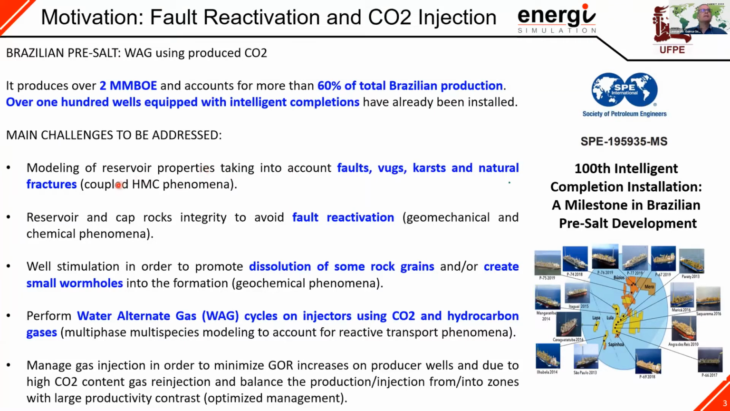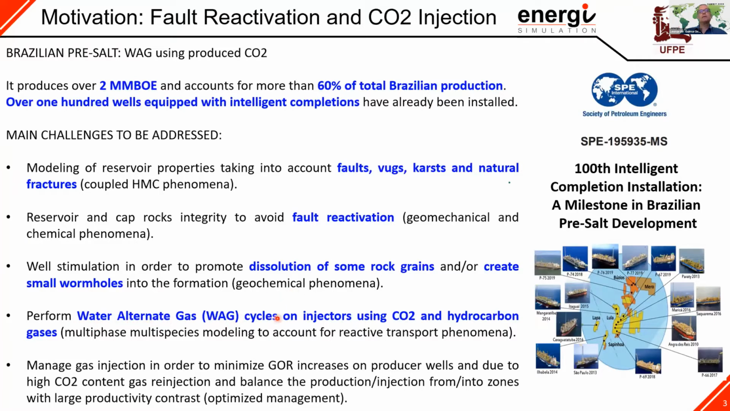For instance, the modeling of reservoir properties must take into account faults, vugs, karsts, and natural fractures, so it is related to hydromechanical and chemical phenomena. Reservoir and cap rock integrity to avoid fault reactivation is related to geomechanics, and also chemical phenomena if we consider that we are injecting CO2 in a carbonate reservoir. Well stimulation, in order to promote the dissolution of some rock grains or create small wormholes in the formation, is directly related to geochemical phenomena.